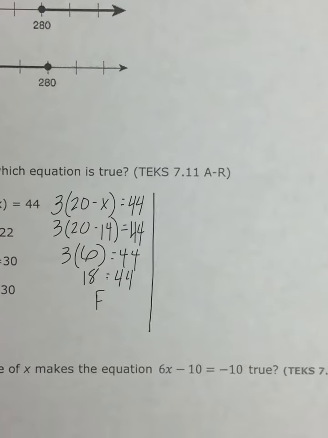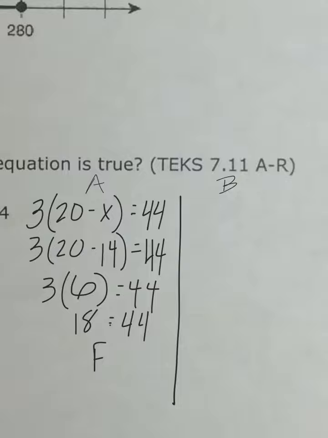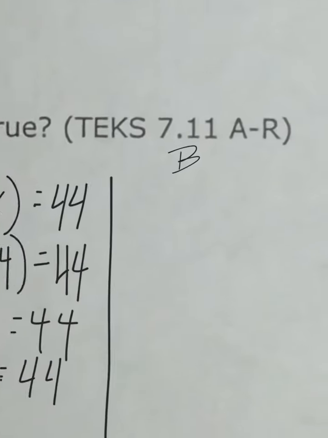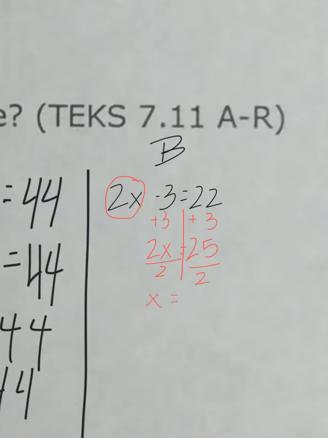Okay, now let's try B. That was, I'm going to label it, that was A. Let's try B. B says 2x minus 3 equals 22. Now on these, y'all are capable of actually solving these. So we would just follow our steps. Build a wall, circle your variable term. I have a minus 3, so I'm going to add 3 on both sides. And I'm left with 2x equals 25. Divide by 2, divide by 2.